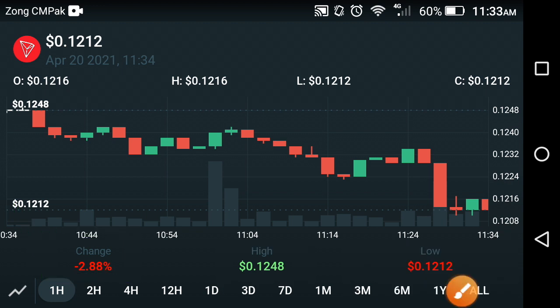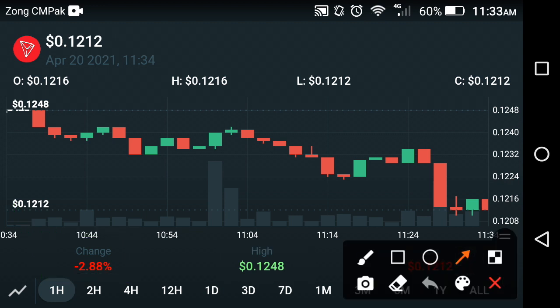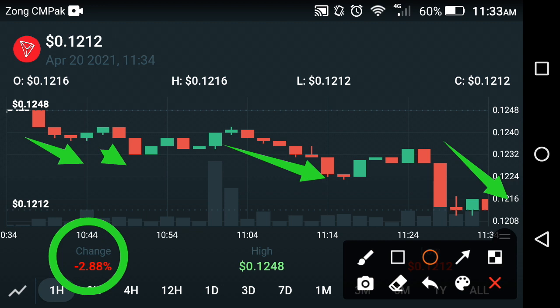Now friends, if we look at the chart analysis of TRX, as you can see here, it continuously falls down. As you can see here, it falls down, and if we look at the current situation, it is currently falling badly. That is why the change is negative, friends.